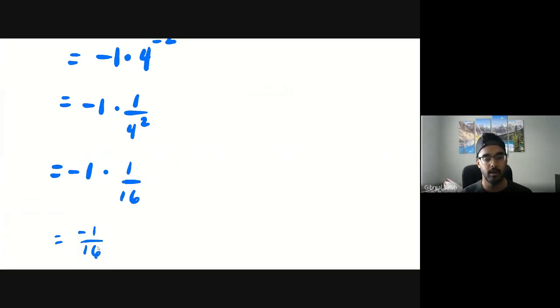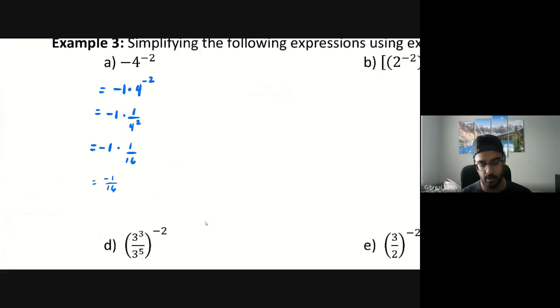Okay, there's the first one simplified. Positive exponents all around. Negative signs are okay. Just remember that a negative sign is not a negative exponent. They're different. So the 1 has a positive exponent of 1. The 16 also has a positive exponent of 1. Okay, this one's taken care of.